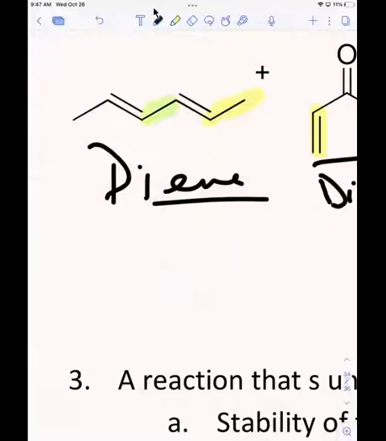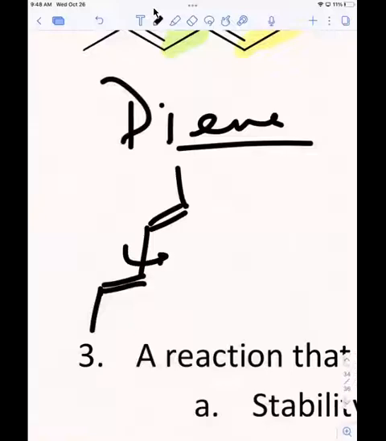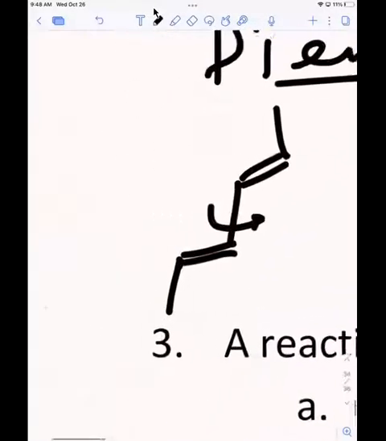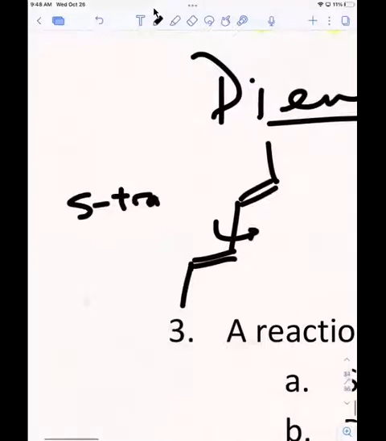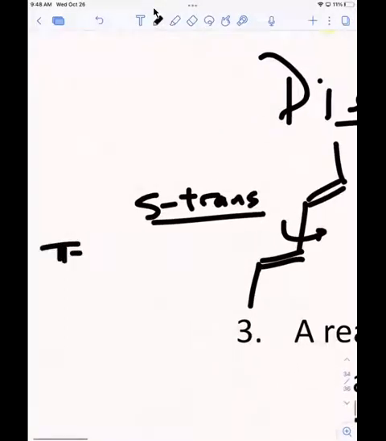So let me draw it this way. It will be here, like that. That's what that looks like if I just turned it. All I did was turn it 90 degrees. So I could show you the actual orientation of it. What I have to do is rotate around this bond, because right now this is what we call S-trans. That means that the two pi bonds are on opposite sides of the sigma bond that connects them.